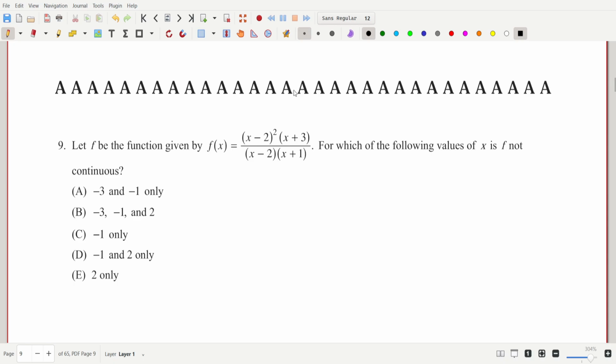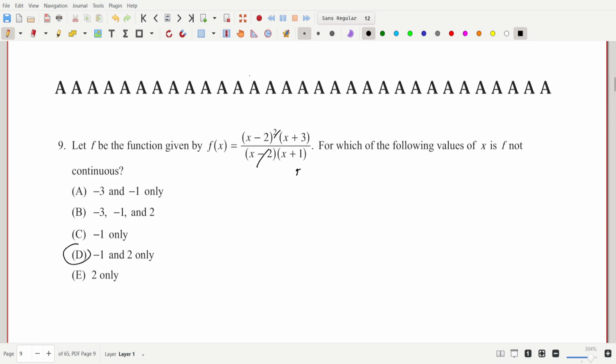9. When is F not continuous? Oh, I hate this kind of question because it's a little bit silly, but oh, they might get me on this one. So definitely not continuous at -1. And then it has a removable discontinuity at 2. Like the 2 cancels.